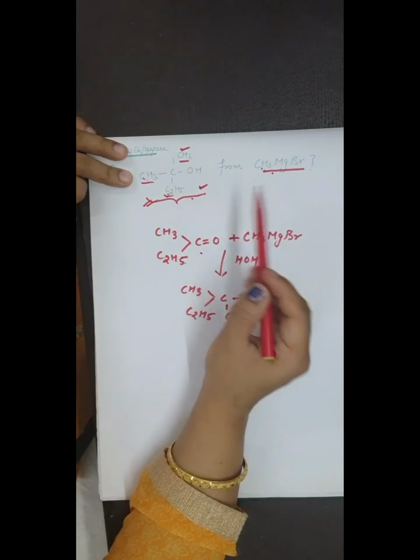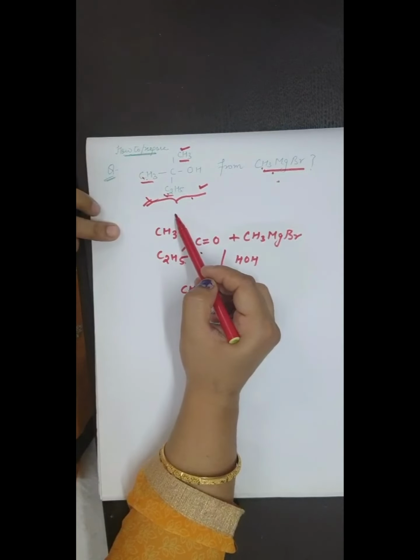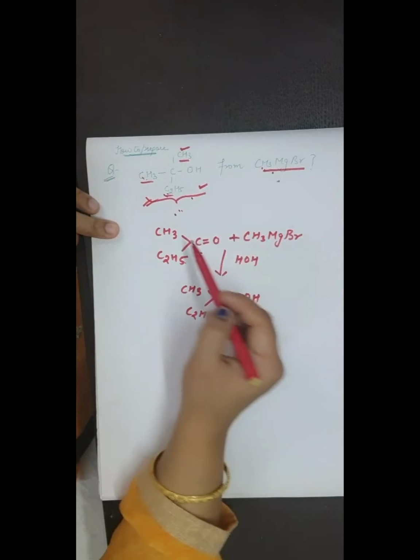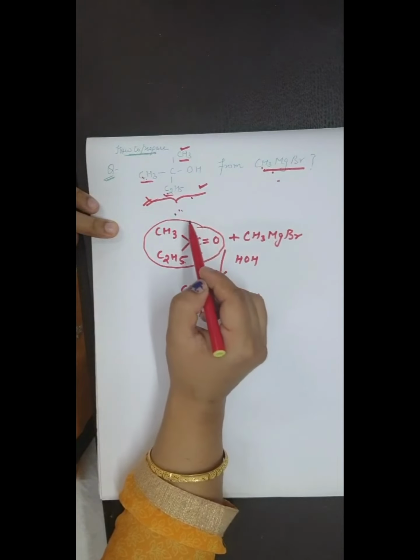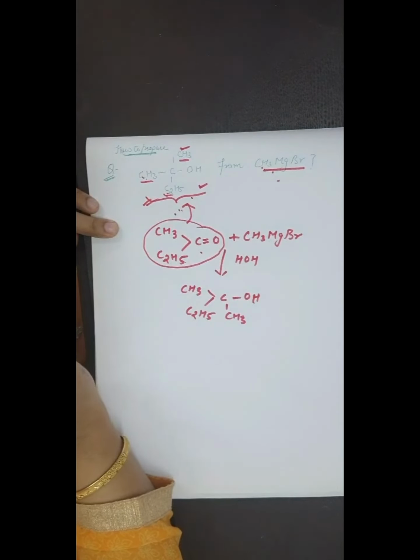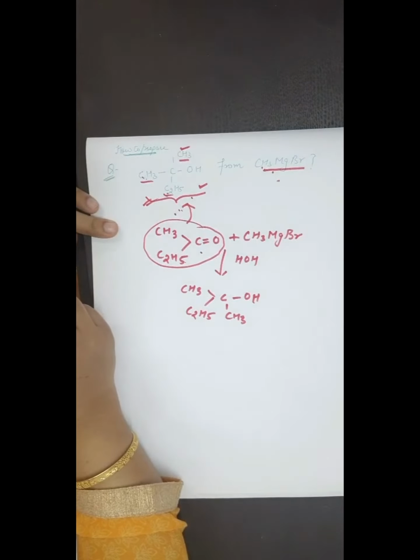CH3OH. So if Grignard reagent is given and the product is given, then we can easily find out which aldehyde or ketone is used to make that particular product. I hope this topic is clear to all. Thank you very much.